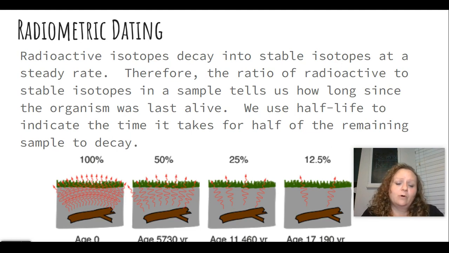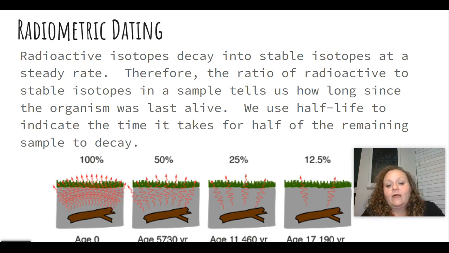The ratio of the radioactive isotope to the stable isotope actually tells us how long it's been since the organism died. So we indicate this by using a term called half-life. Half-life is how long it takes for half of the sample to decay, and it's really half of the remaining sample. So in carbon 14 dating, it's 5,730 years. That's how long it takes for half of the sample of carbon to go from carbon 14 to carbon 12.